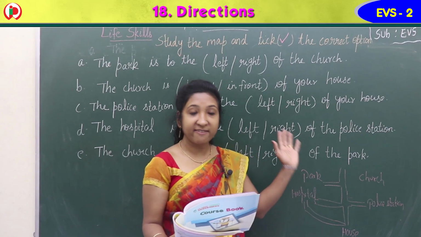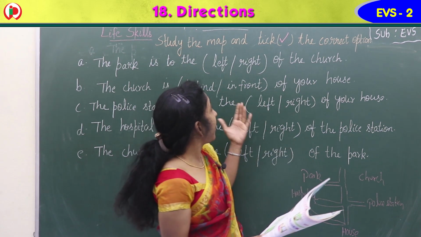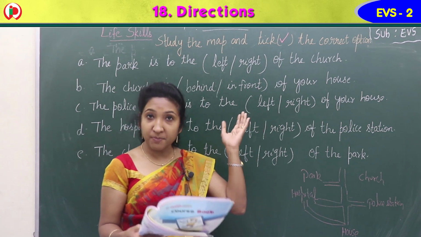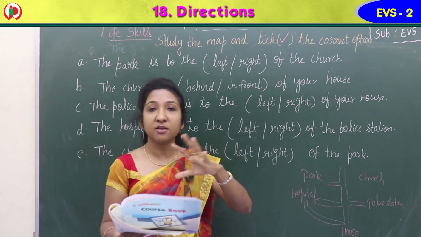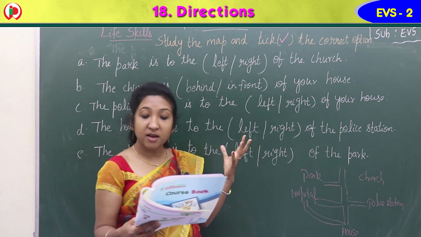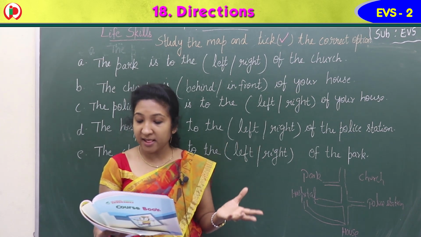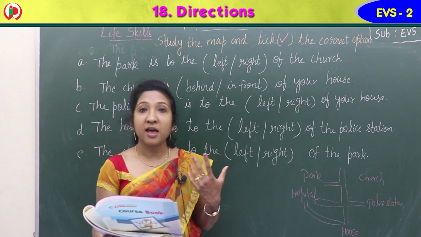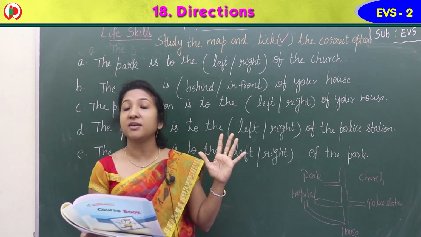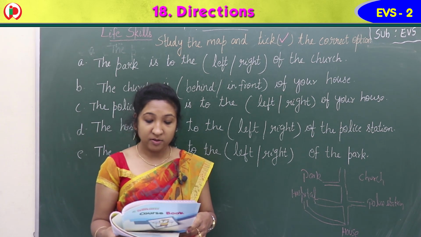Yes, children. So life skills, study the map and tick the correct option. Okay. So there is an image, a picture given. In that you can see many images. You can see a park, a church, a hospital, a police station, and a house. Okay. So 5 images are there in the picture.